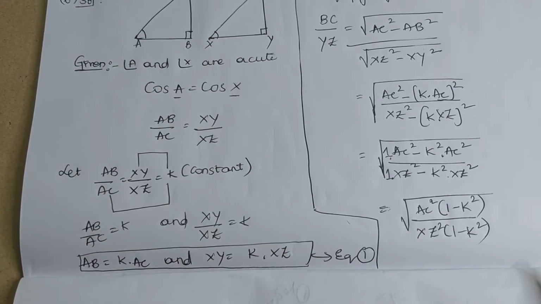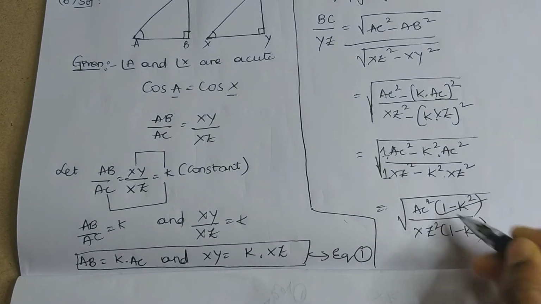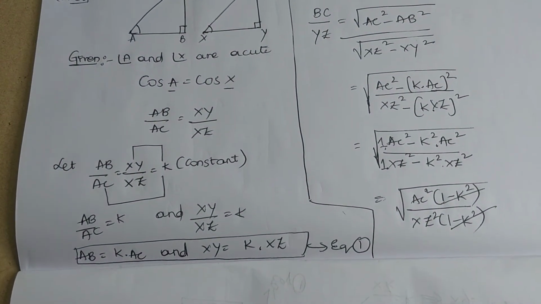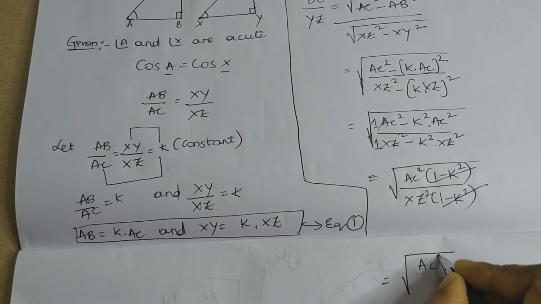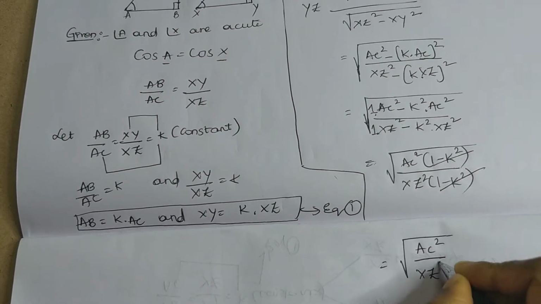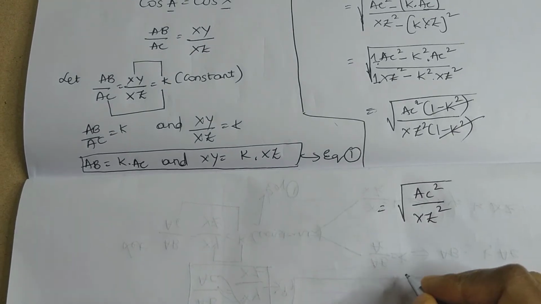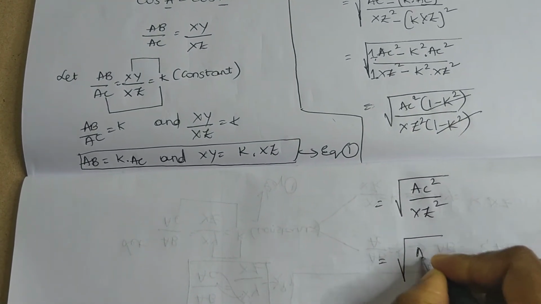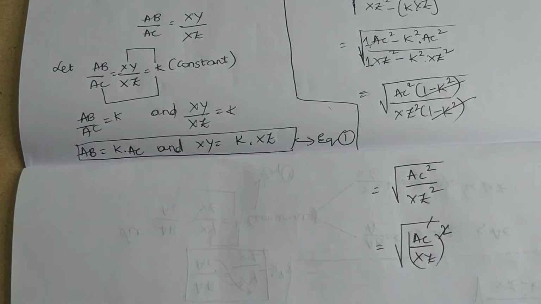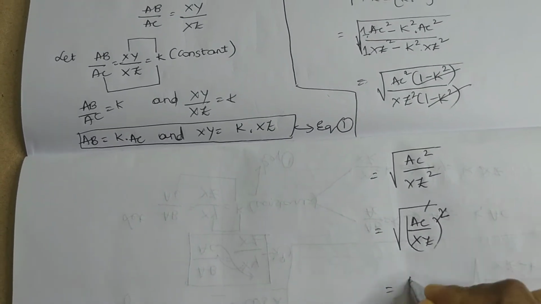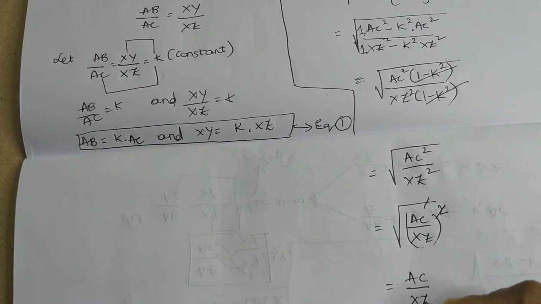So what will I do? 1 minus k square, 1 minus k square will be cancelled off. So that is equal to square root of AC square by XZ square. How can I write this? I can write it as square root of (AC by XZ) whole square. Square and root will be cancelled off. You will get AC by XZ as the simplified answer.